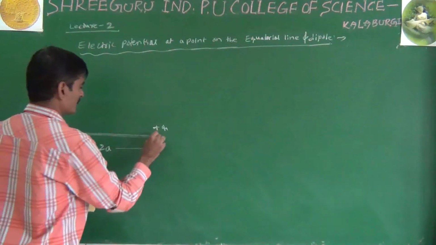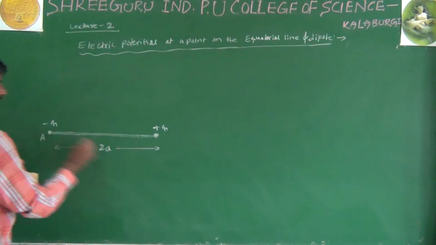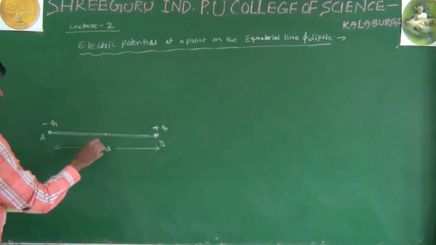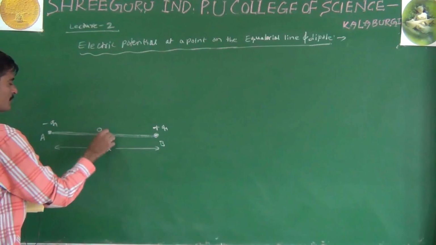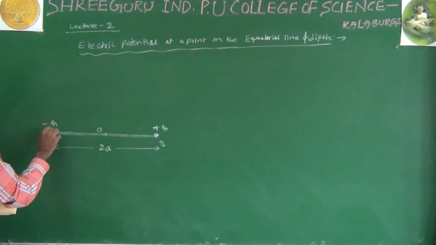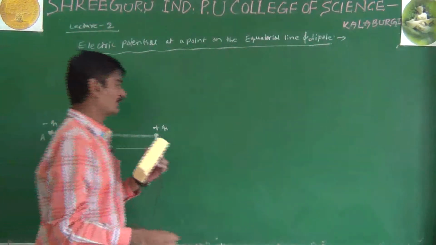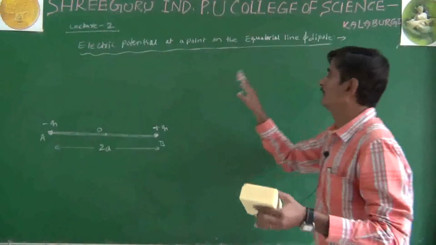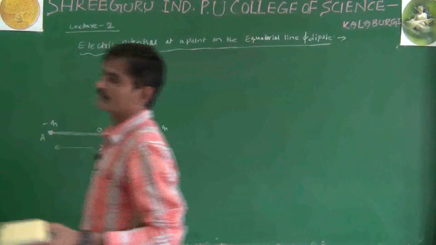Separated by distance 2a. We'll call this A, and this B. O is the center of the dipole. Now we have to find the electric potential at a point on the equatorial line of the dipole.